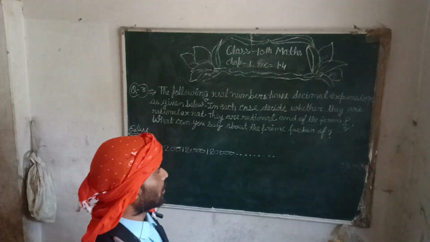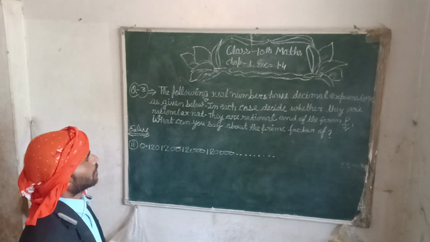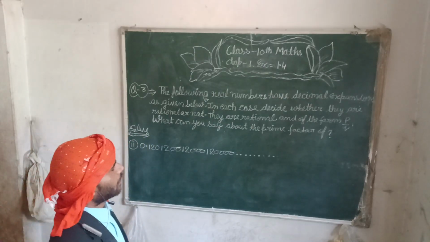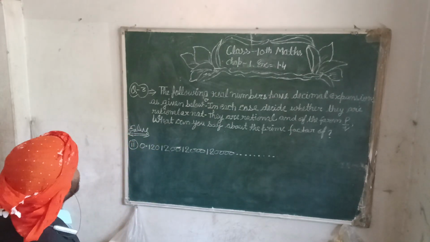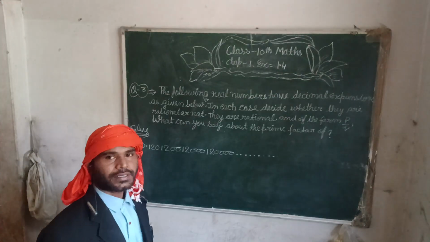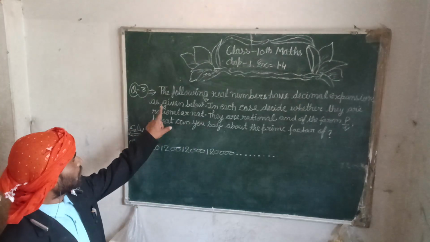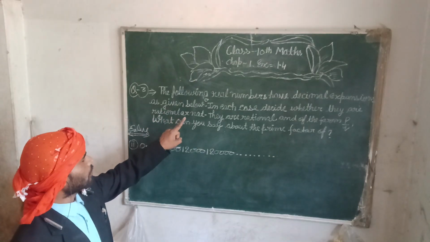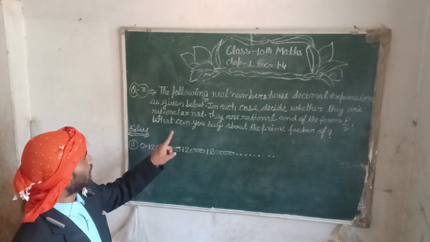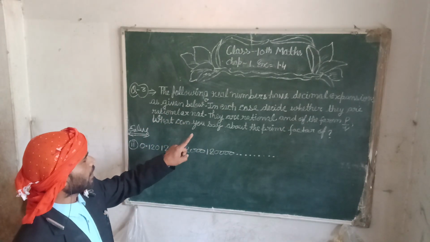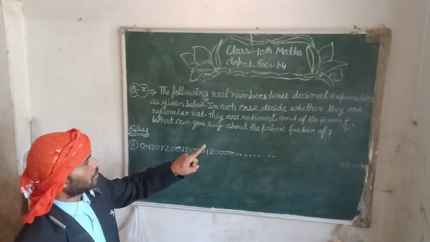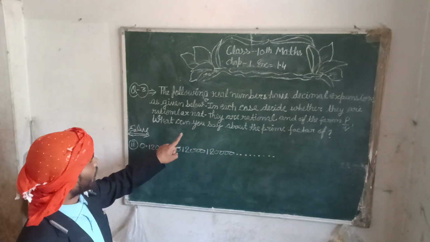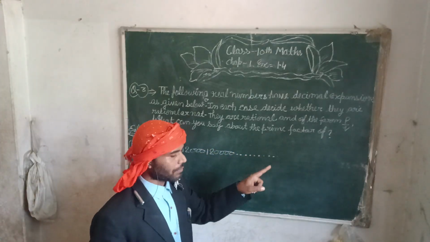This is your class 10th, chapter first, exercise 1.4, question number third. What is this heading saying to me and you? The following real numbers have decimal expansions as given below. In each case, decide whether they are rational numbers or not. If they are rational numbers, they are of the form P upon Q. What can you say about the prime factors of q?